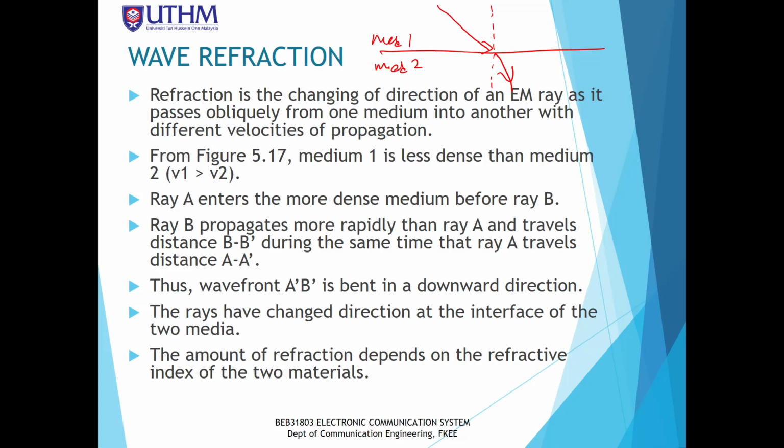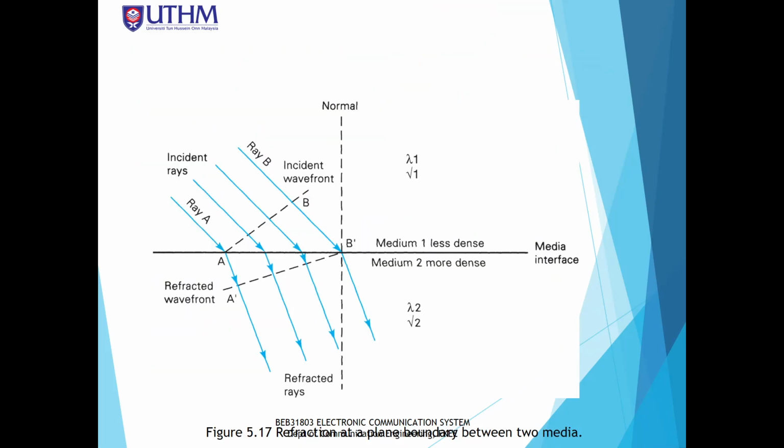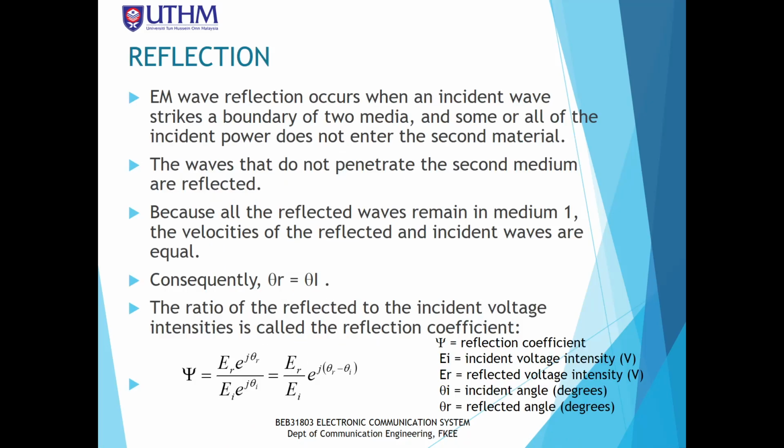So medium one has a different density to medium two. In my example, medium two has a higher density. So the wave will bend direction and not go in a straight line like that. Okay, so this is related to Snell's law. If you remember Snell's law, this is the phenomenon of refraction. The wave will bend in a different direction if the wave travels from one medium to another medium.